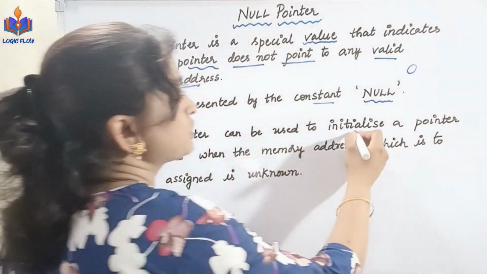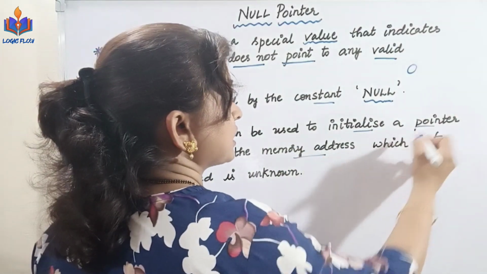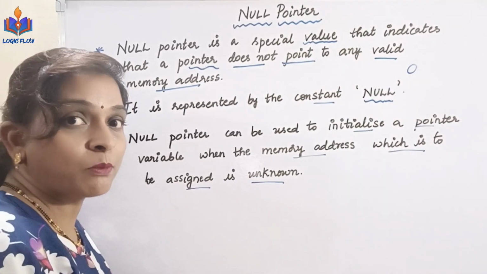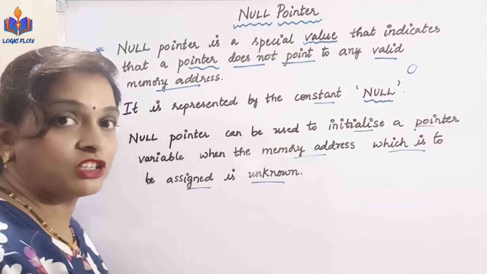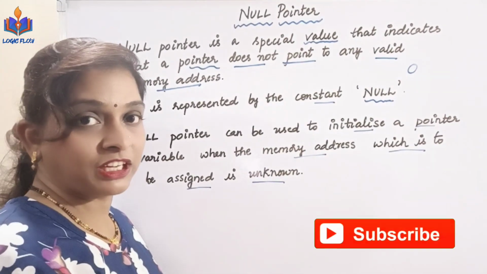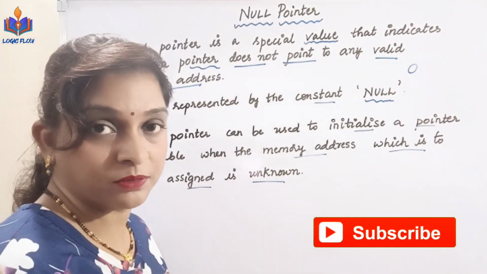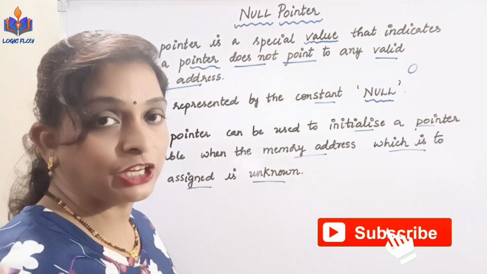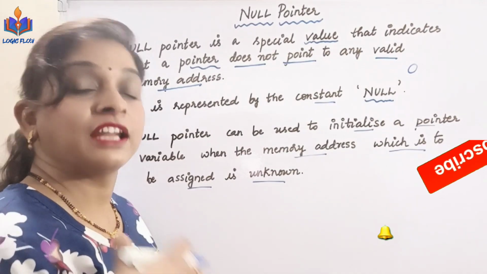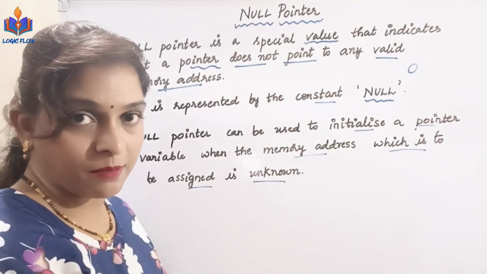Null pointer can be used to initialize a pointer variable when the memory address which is to be assigned is unknown. So if I don't know what memory I am going to get, then I simply assign the pointer variable to null. So if it is pointing to null, it indicates that it is not pointing to any location. If it is not pointing to null, in the sense it may have some location. So if I don't know what memory I am going to get into the pointer, then I'll initialize that pointer to null. So how to initialize that? We'll see the example program.